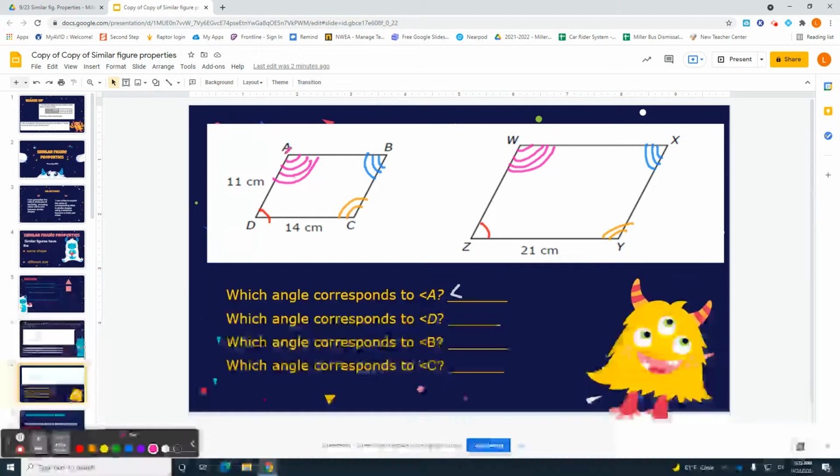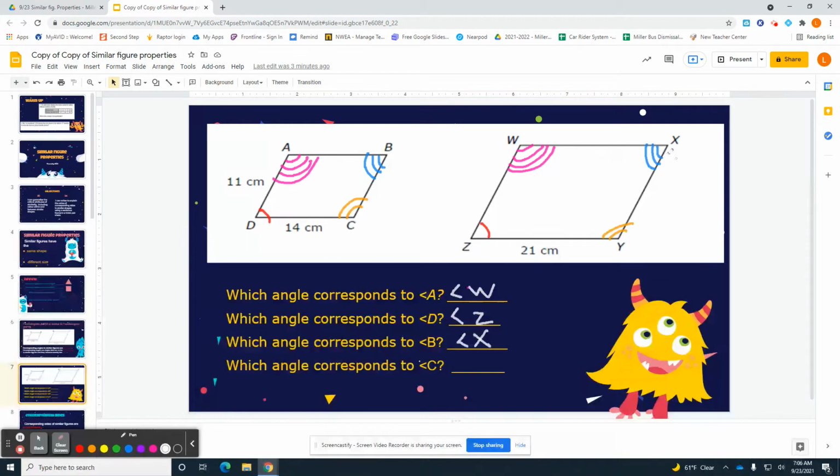So we said angle A corresponds to angle W. Then we have angle D, and we said angle D corresponds to angle Z. Then which angle corresponds to angle B? So angle B is here. So angle B corresponds to angle X.